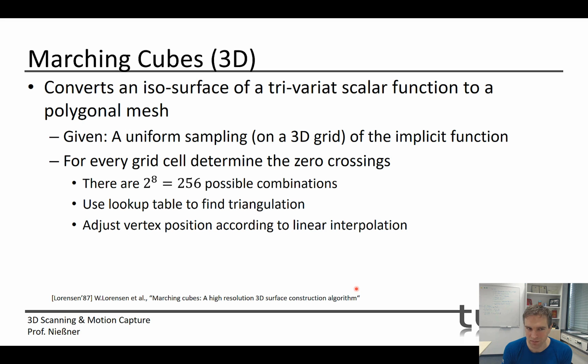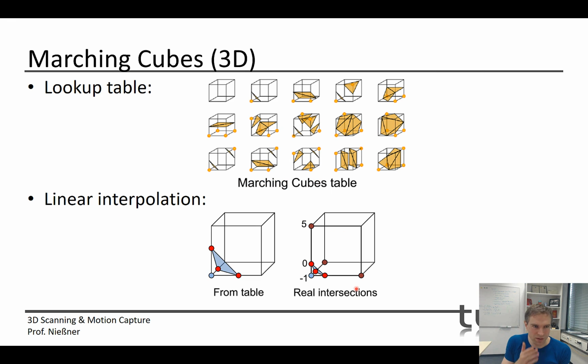And then how do we do it? We just do a lookup table, right? And then we adjust the vertex position according to linear interpolation of what the actual distance values are. Okay, now we have this big lookup table. In practice, it looks something like this.